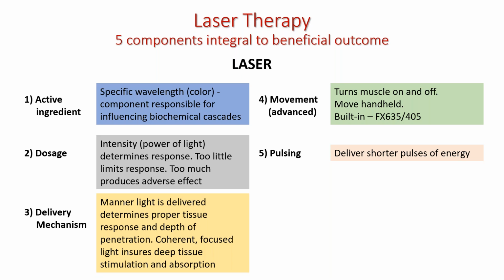We use 2 wavelengths typically. Number 1, 635, which is a red wavelength on the visible light scale, and 405, a violet blue, if you will, on the visible light scale.